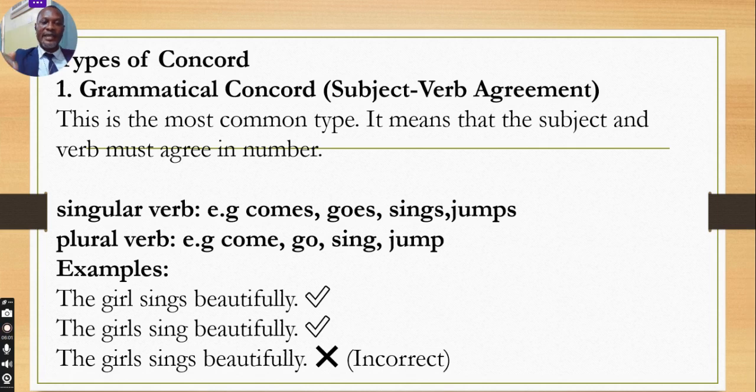Number two example is: the girls sing beautifully. When you have a plural subject, you must use a plural verb. Remember I said a plural verb doesn't take S, though a plural noun takes S. So, the girls, plural noun, then the verb sing, plural verb, beautifully. Correct. Now, the girls sings: girls, plural, and sings, singular verb, beautifully. Incorrect and ungrammatical. I hope you understand this now. So can we dive to the next?